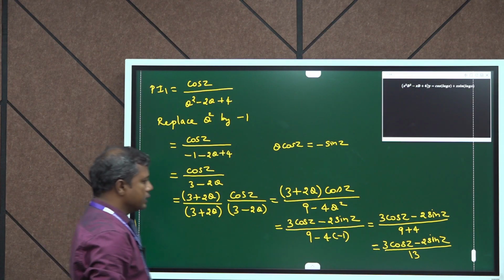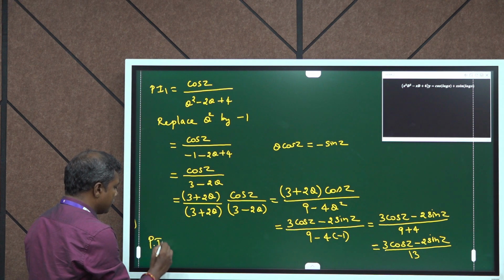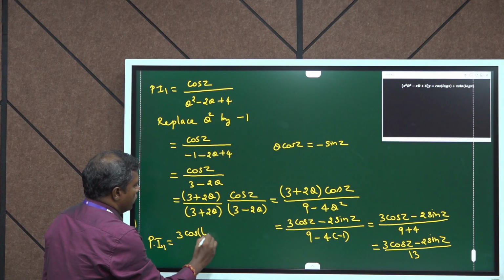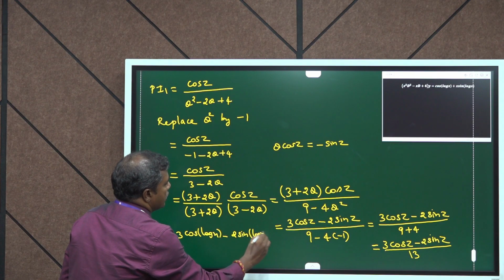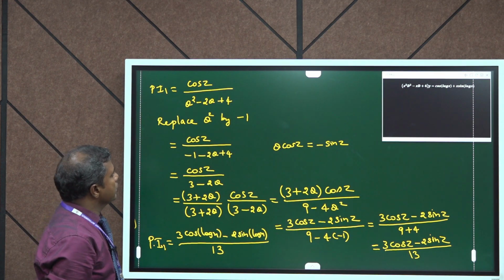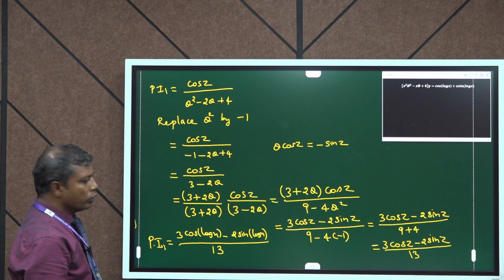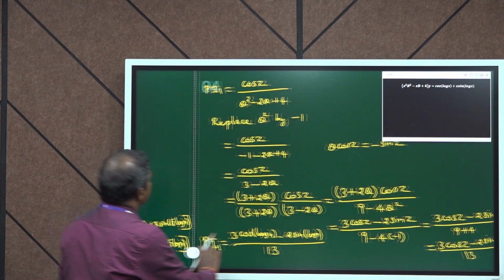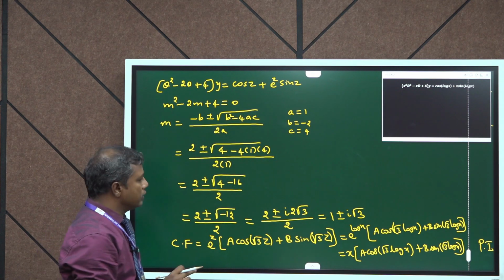Finally, we have to replace this z by log x. So PI1 is finally 3 cos of log x minus 2 sin of log x by 13. Okay. Next we are going to find the particular integral of the second term, e power z sin z.